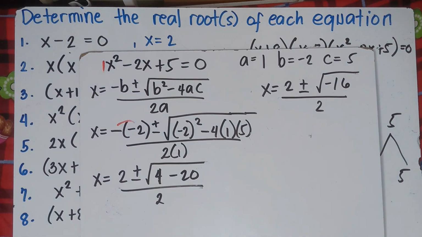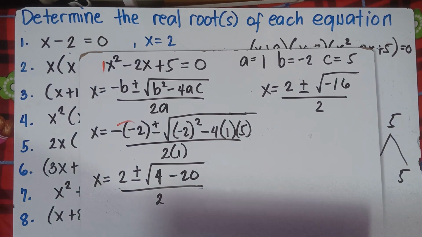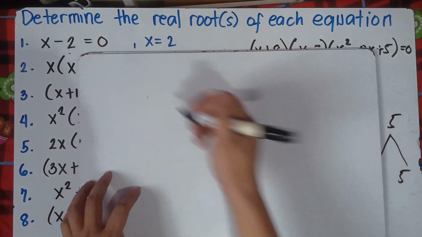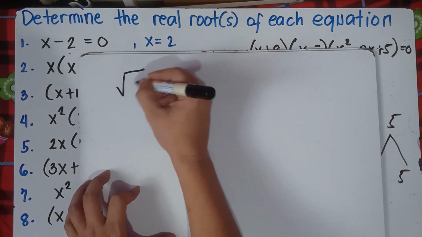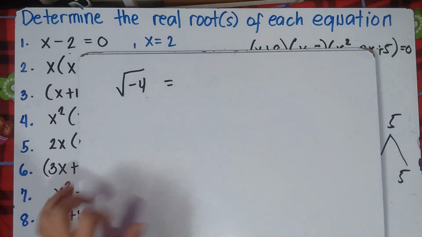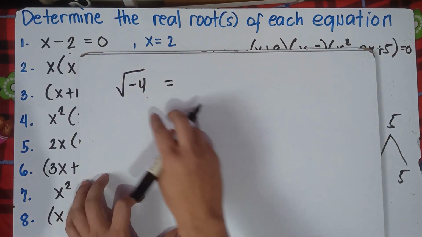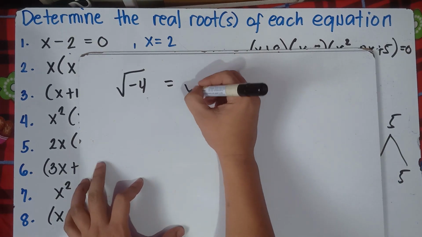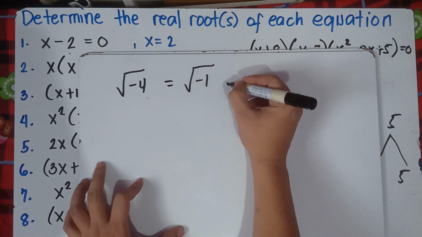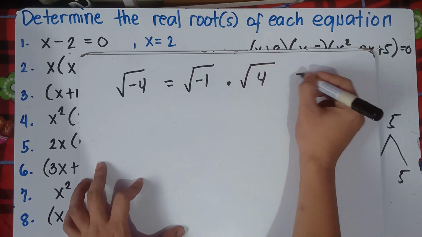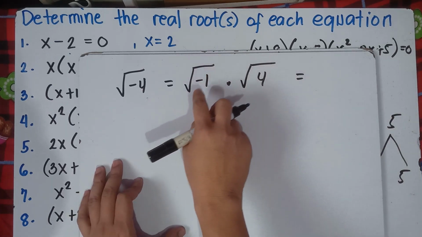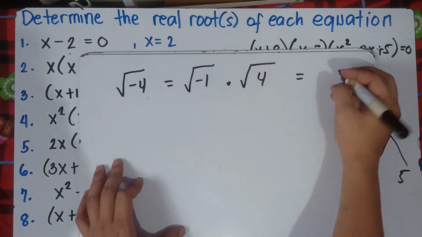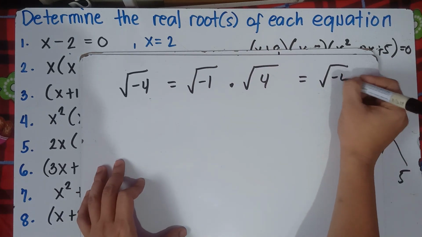Once again, class, if you have the square root of a negative number, that's imaginary. So what you need to do is remove that negative from the square root. Let me explain, class. For example, the square root of negative 4. How will you simplify that one? You need to factor out negative 1. You can write this as the square root of negative 1 times the square root of 4. Why? Because the square root of negative 1 times the square root of 4 is equivalent to the square root of negative 4.